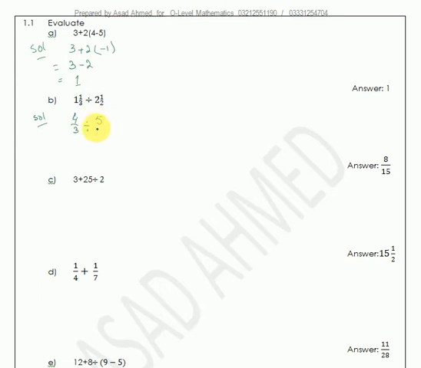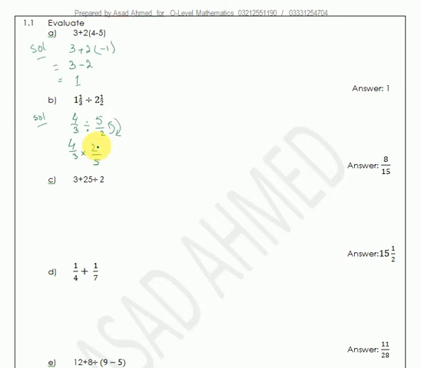5 upon 2. Now whenever there is a sign of division between two fractions, we convert the division into multiplication, and the number after the division is inverted. The denominator becomes the numerator and the numerator becomes the denominator. So it is 4 upon 3 multiplied by 2 upon 5.